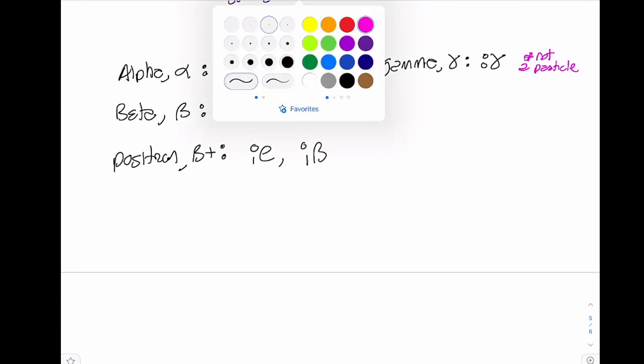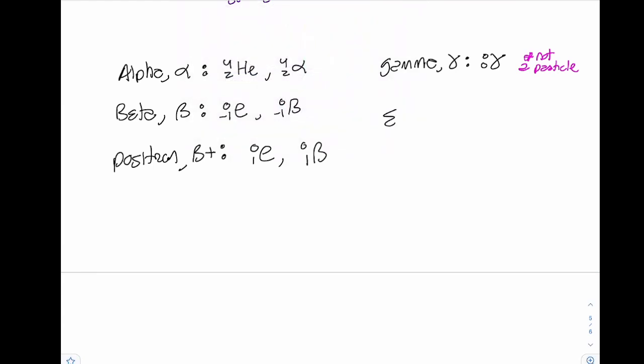And then electron capture, we're going to have the same symbol as we did for beta, but this time, this is an important note, it's going to go on the reactant side.